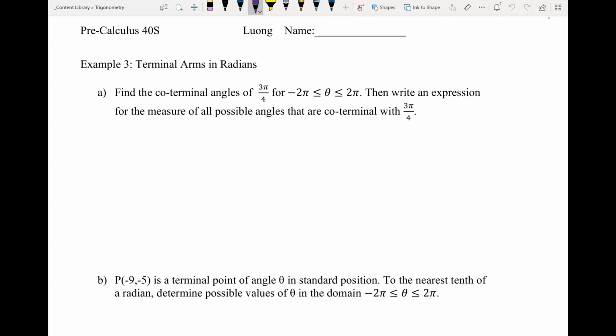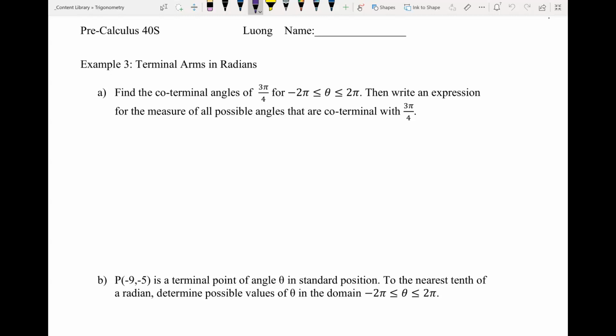On to the continuation of our lesson on radians. We're going to cover a particular type of question here on terminal arms, but in radians this time. So for our first question, we're going to find the coterminal angle of 3 pi over 4 with a domain of negative 2 pi to 2 pi.